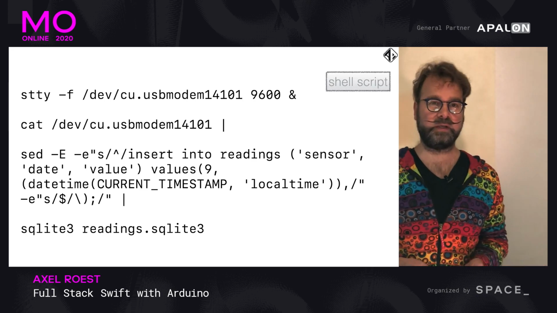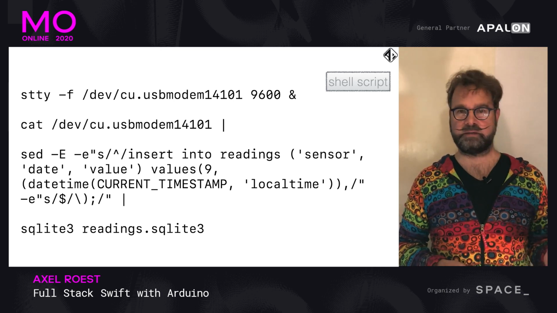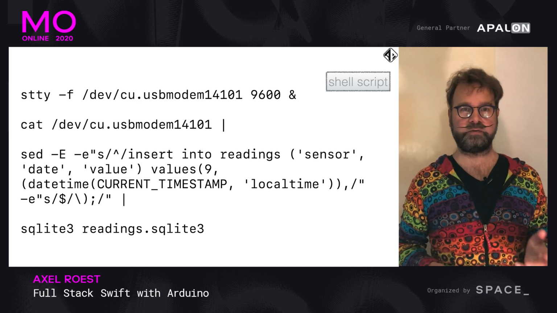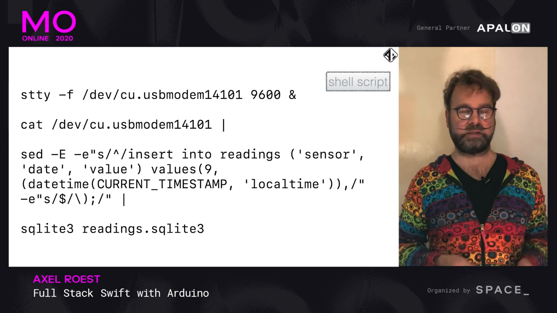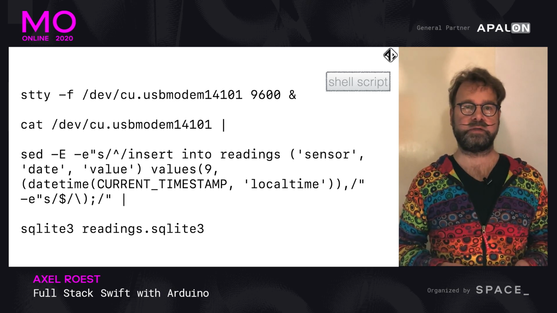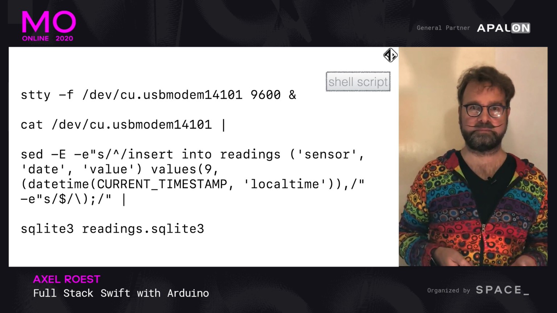And on the top you see an stty program which sets the baud rate. And then you cat the device, the modem device, and you pipe it through sed, stream editor. You do some things with it, and in the end you pipe it through SQLite, and it is inserted into the database. But this is arcane knowledge.